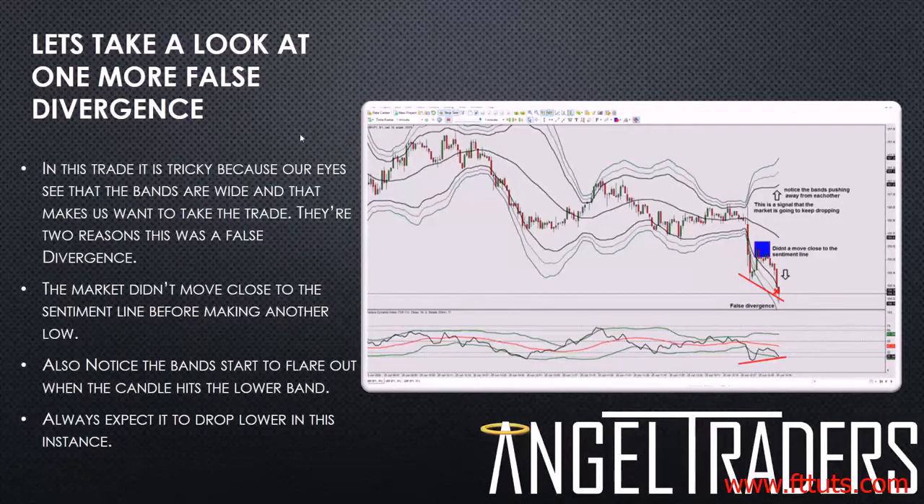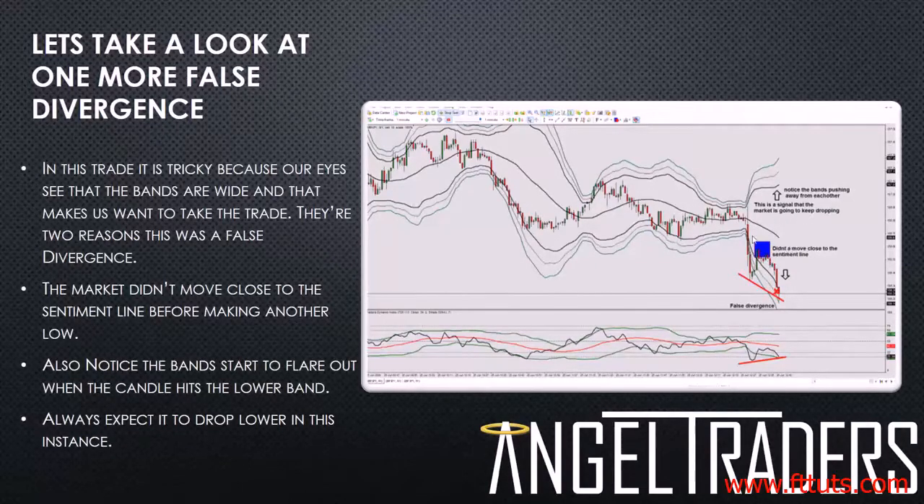Let's take a look at one more false divergence. In this trade, it is tricky because our eyes see that the bands are wide, and that makes us want to take the trade. There are two reasons this was a false divergence. One, the market didn't move close to the sentiment line before making another low. As you see right here, it came down, gave us our shark fin, moved up, but it didn't come close enough to the sentiment line to really watch the divergence.